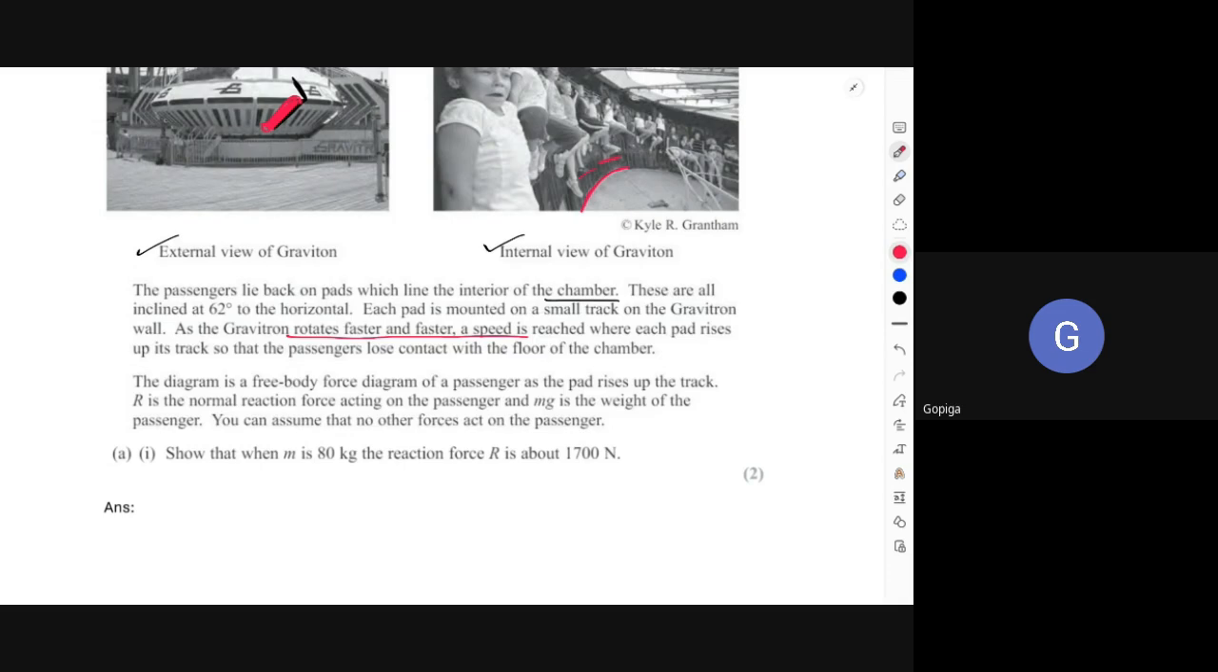And then it says that the diagram is a free body force diagram of a passenger as the pad rises up the track. R is the normal reaction force acting on the passenger, and mg is the weight. You can assume that no other forces are acting on the passenger.